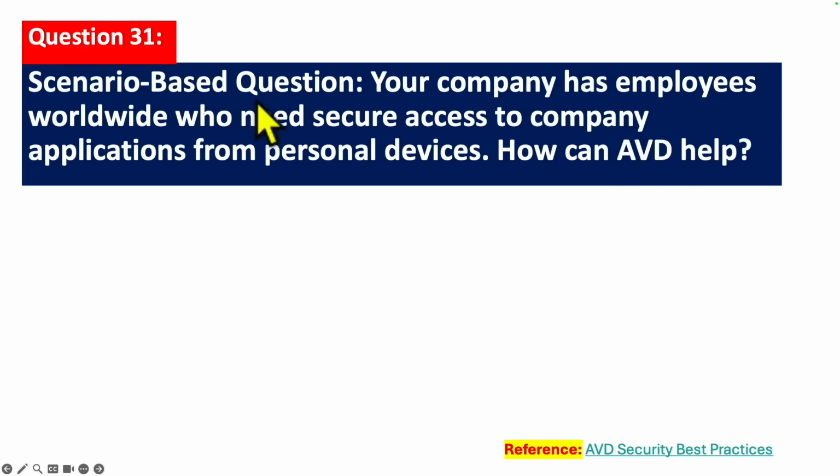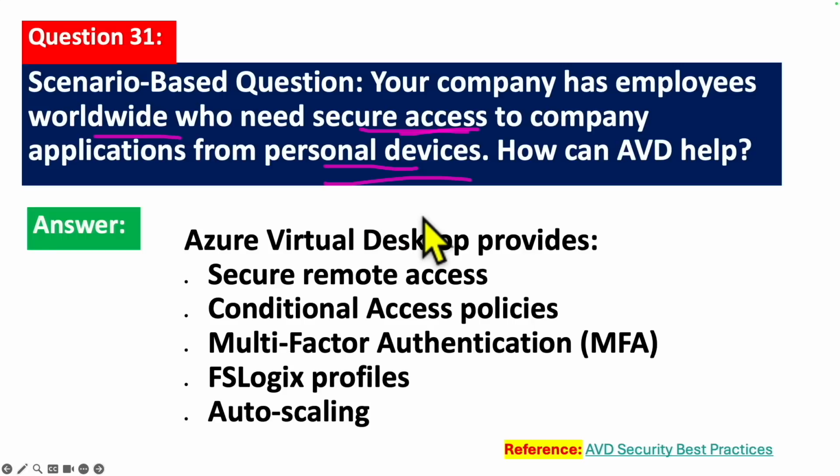Let's look at question 31. This is a scenario based question. Your company has employees worldwide who need secure access to company applications from personal devices. How can AVD help? It's a good question. So let's populate the short answer so that it gives you the pointers to highlight how AVD can help in this particular scenario, like worldwide secure access, accessing from personal devices, things like that.